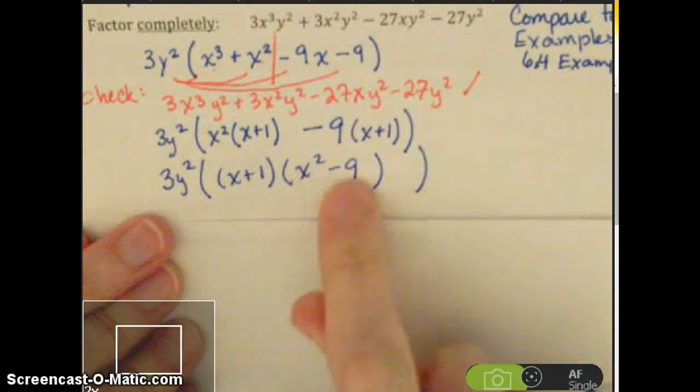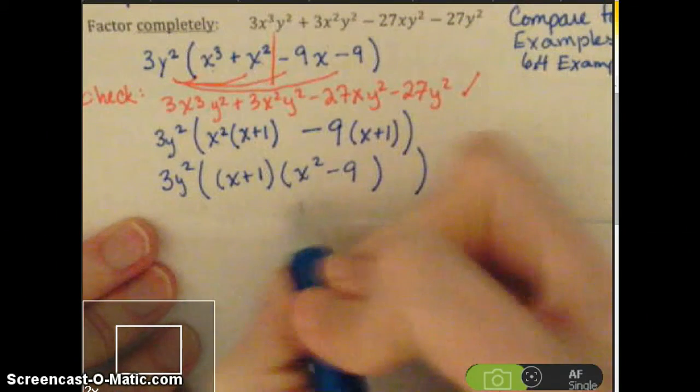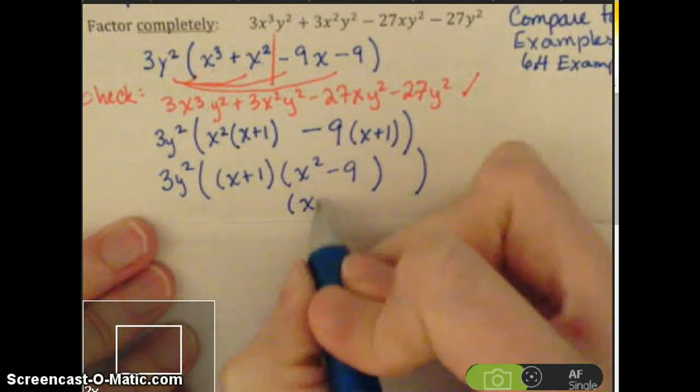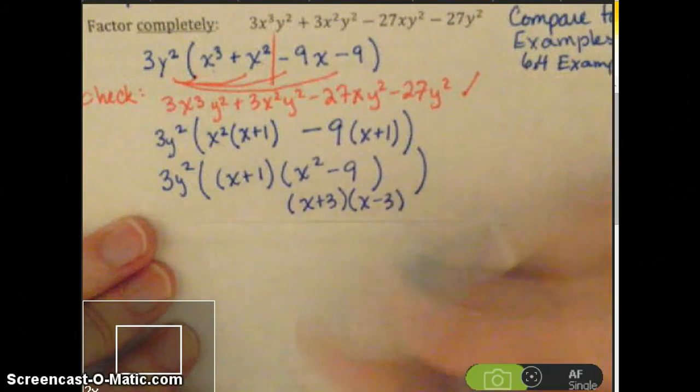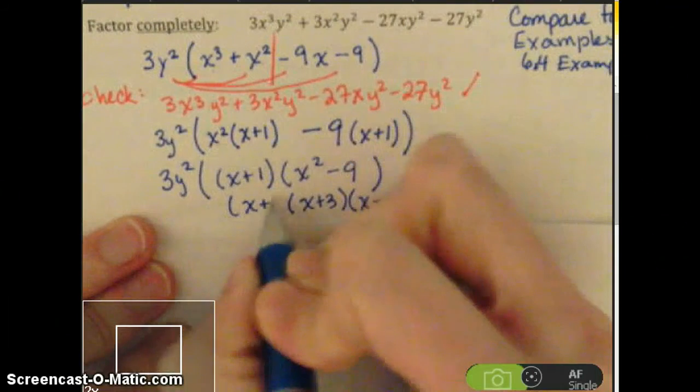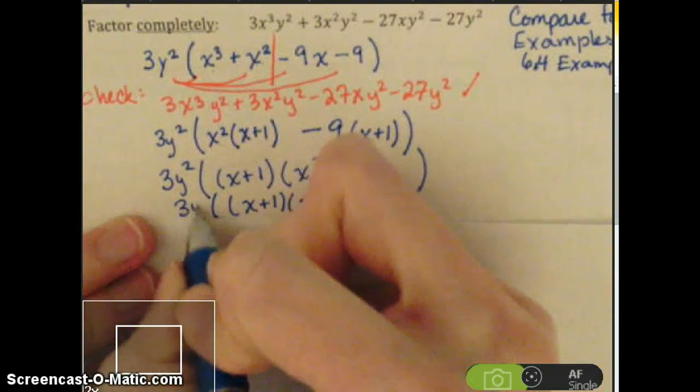Here I have the difference of squares, so I'm not quite done. This one factors as x plus 3 times x minus 3, and then everything else I'm just copying from the line before.